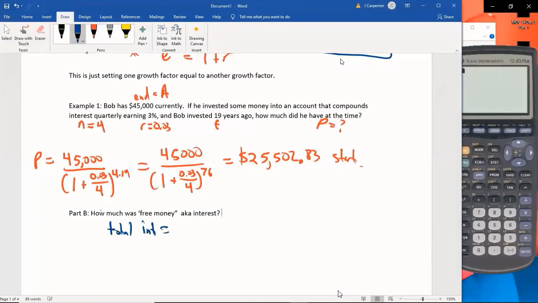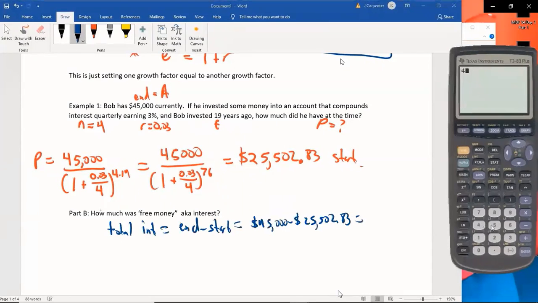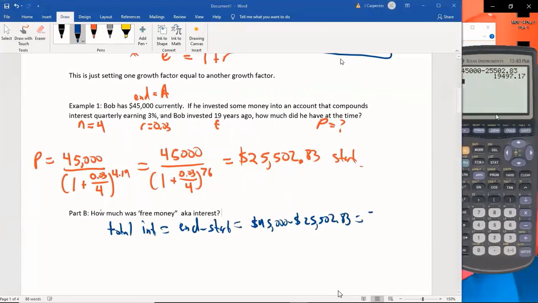should be the difference of how much you have at the end and how much you started with. So that would be the 45,000 minus the $25,502.83. And you can feel free to use your calculator for that. 25502.83. And we get 19,497.17. So there's our answers.